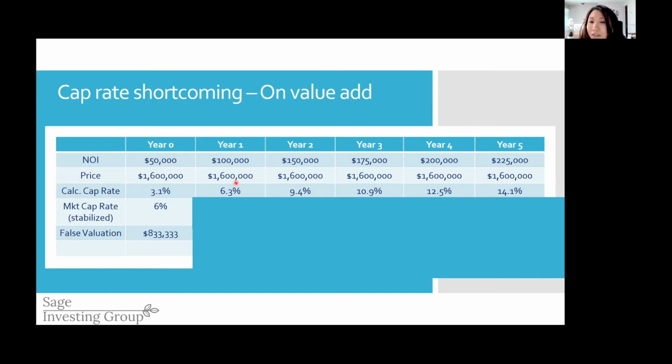6.3% in year one in comparison to the market cap rate, 6%. Meaning for each dollar you spent, you're getting a better return than the market in year one already. And it gets better in years 2 to 5, where your internal cap rate reaches 14%.